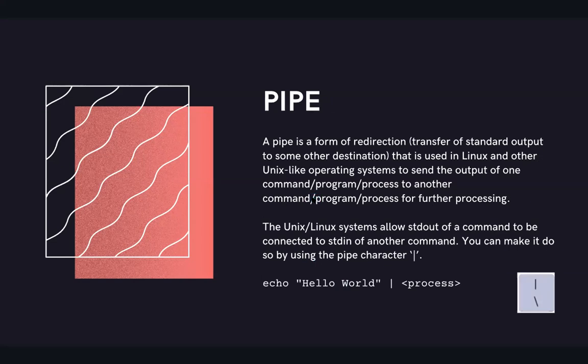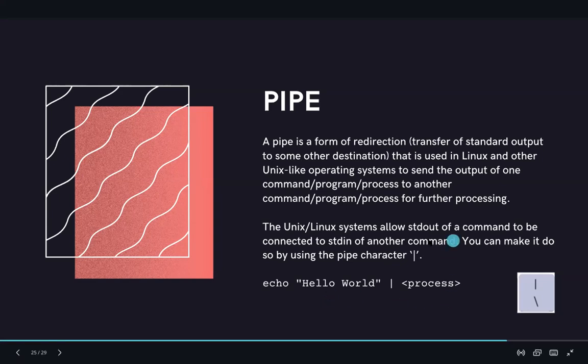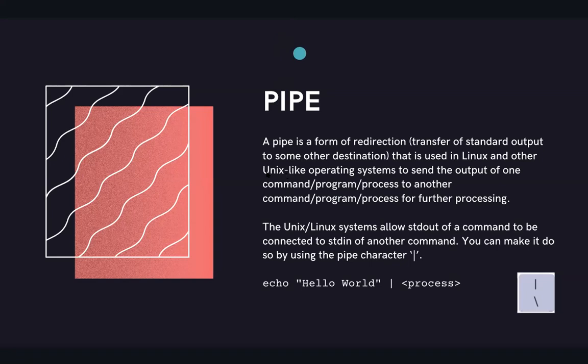And the second one we'll be using is pipe. This is a form of redirection. It redirects the standard output from one process to another process. So if you want to direct this hello world text to a process for further processing, you can use this vertical line character in the command line to direct this standard output as a standard input to the process, so that you can further process this in another process. Yeah.